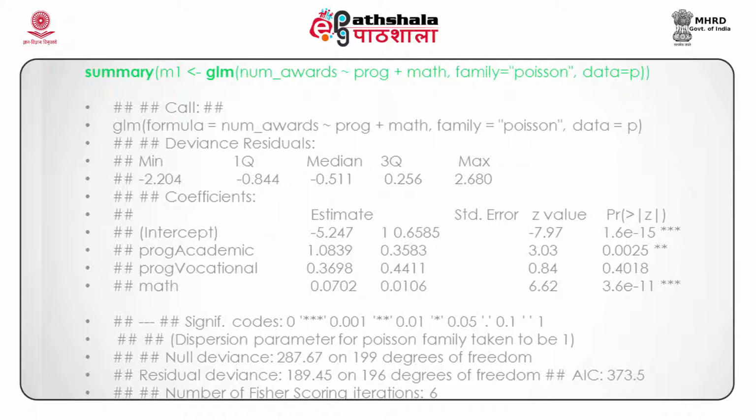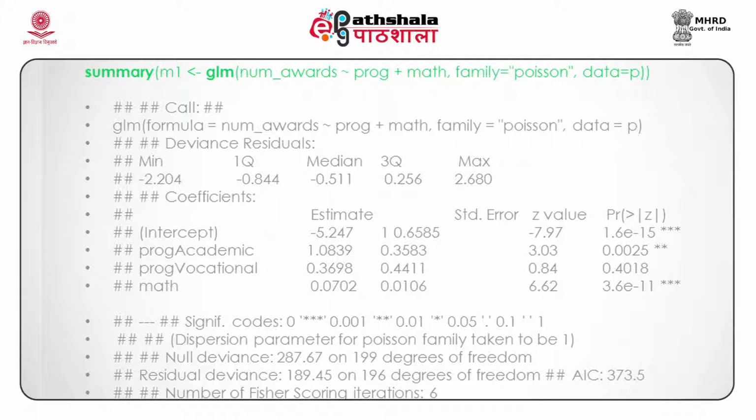There are two coefficients for program academic and program vocational. Note that general has been used as a reference category, and academic and vocational correspond to the coefficients of two dummy variables for each of these two categories. And also we have a coefficient for the math variable, which, as you recall, is continuous.